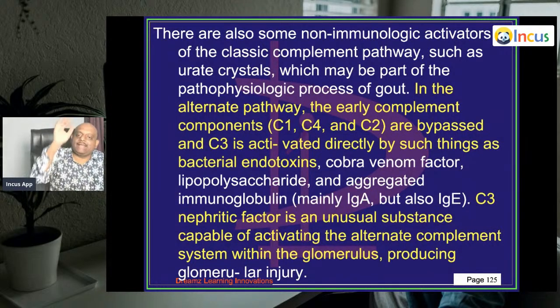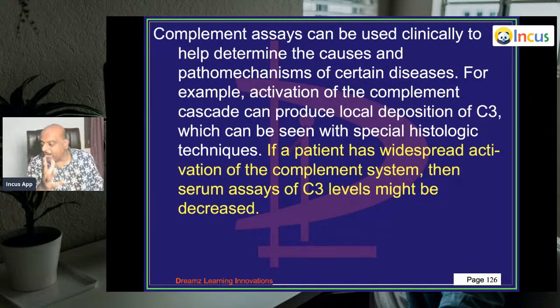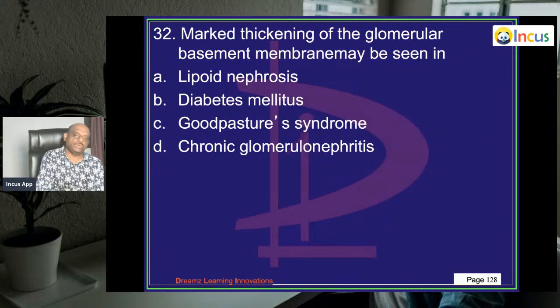In the alternate pathway, the early complement components are bypassed and C3 is activated directly. That is the reason the early complement components C1, C4, C2 are normal. They are not decreased. Only C3 is decreased. Whereas in the classical complement pathway, the early complements are also decreased. That's what I want to underscore to all of you.